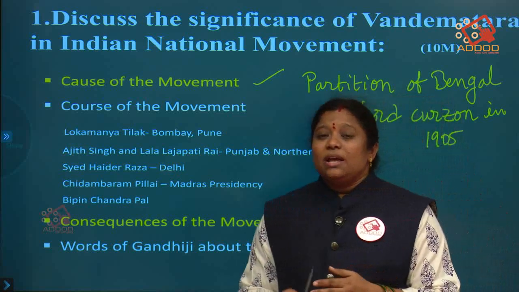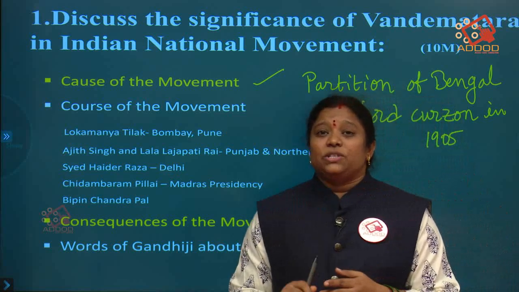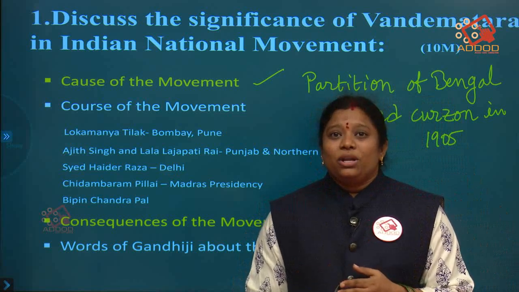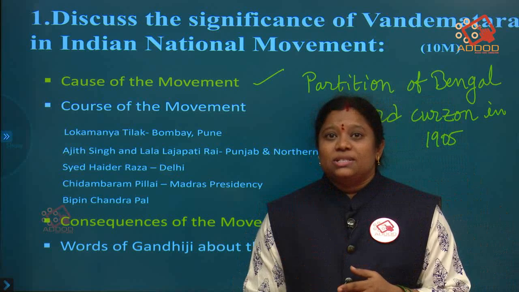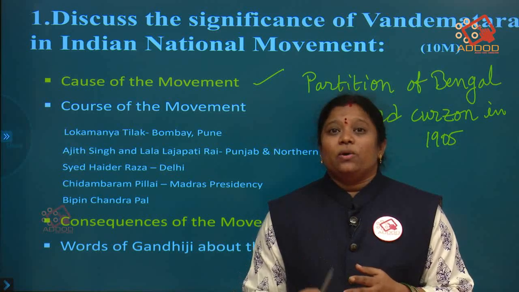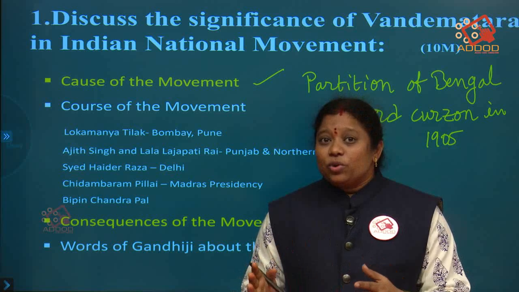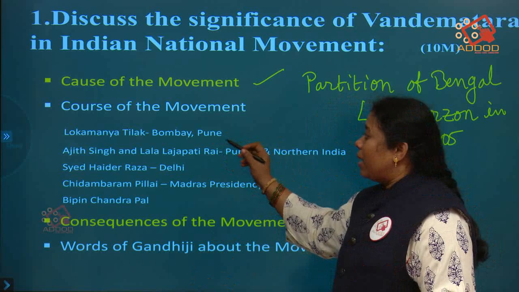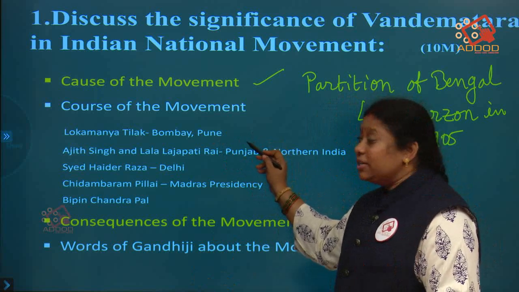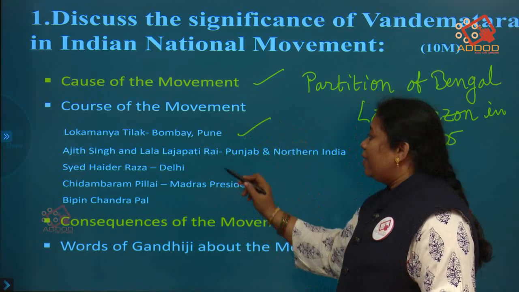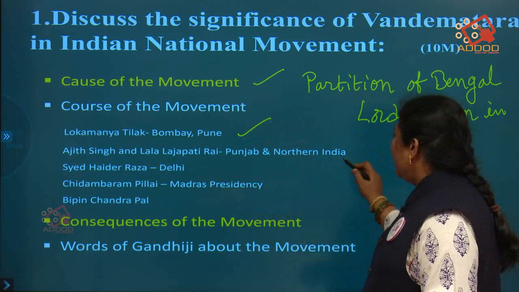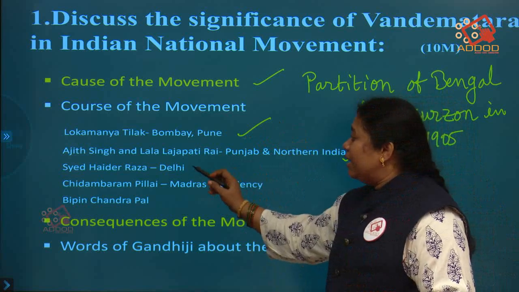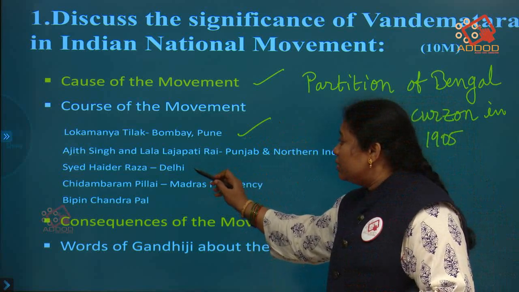Swadeshi movement means they wanted to develop self-respect, self-reliance as well as self-confidence among the people by supporting our own goods, our own education system, our own law courts, by boycotting the Britishers. And this was taken over by extremists throughout the country, like Lokamanya Balagangadhar Tilak. He extended this movement to Bombay and Pune. After that, Ajit Singh and Lala Lajpat Rai spread the movement in Punjab and northern parts of India. And Syed Haider Raza carried out this movement in Delhi.